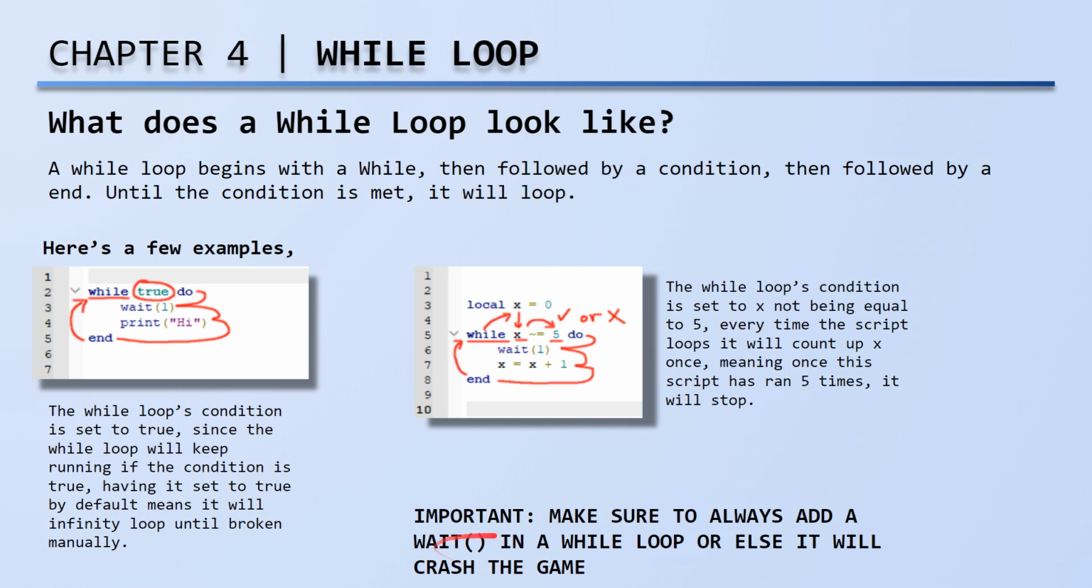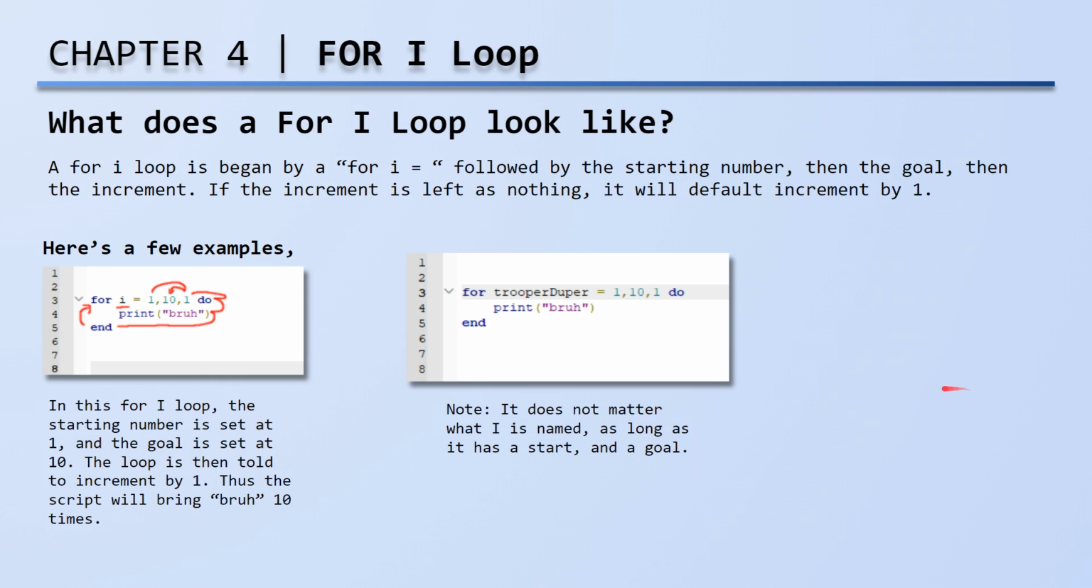Now, what is important, or make sure you always do this, always add a wait in a while loop that runs infinitely. Okay, because if you don't add a wait, it's basically going to crash your game because it's going to loop so fast that your computer can't handle it, and the game won't handle it, and it's just going to blow up.